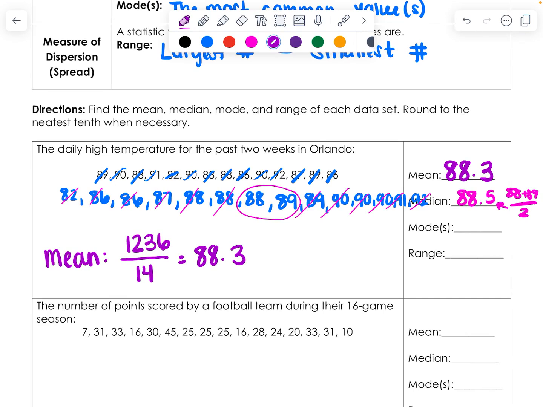All right, my mode is my most common number. Looks like I have 3 88s, but I also have 3 90s. So that means that my mode is both 88 and 90. And my range is my largest number minus my smallest number. So my largest was 92 and my smallest was 82, which gives me 10. So my range is 10.